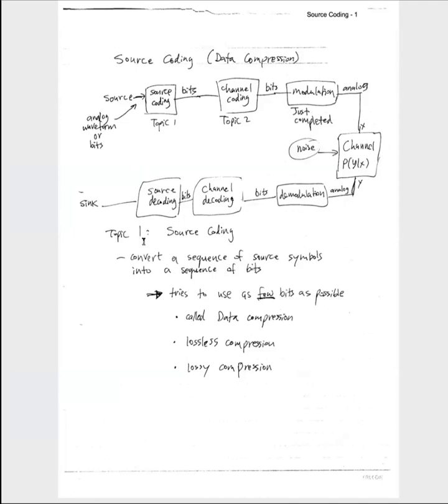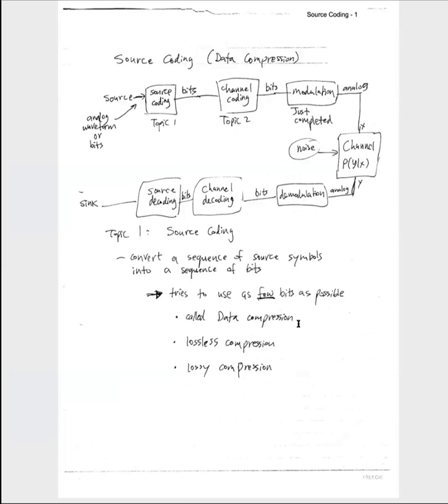Okay, the function of source coding is to convert a sequence of source symbols into a sequence of bits, right? I'm not going to talk about the sampling and quantization. We already discussed that when we discussed PCM. All right, so right now in the topic of source coding, we're going to focus on the data compression part. So I want to convert a sequence of source symbols into a sequence of bits, and we want to use as few bits as possible. So that's why we call it data compression. We want our data representation of the source to consume as few bits as possible, right?